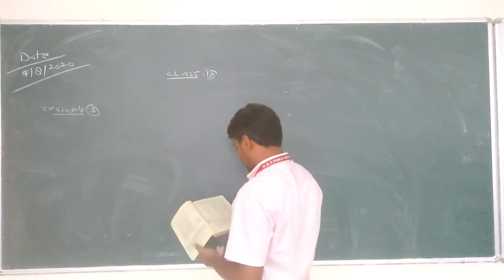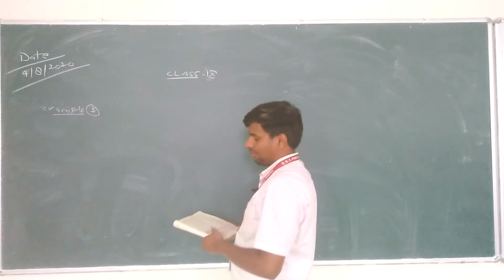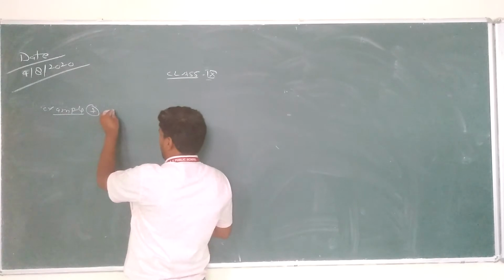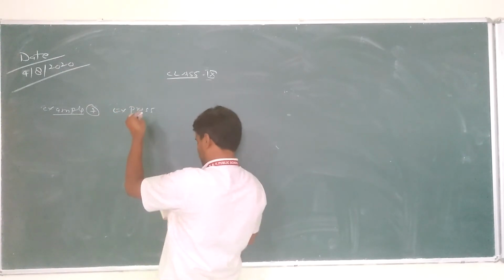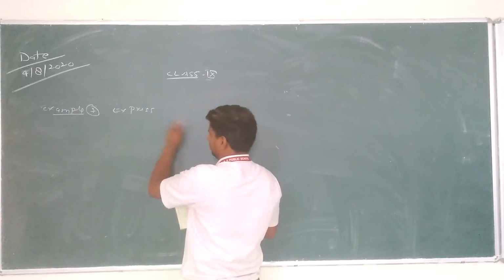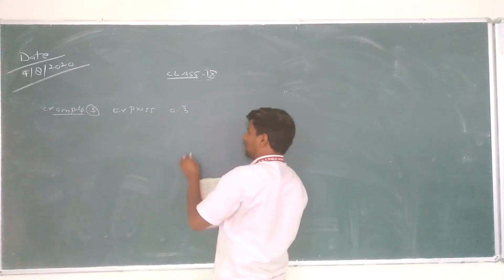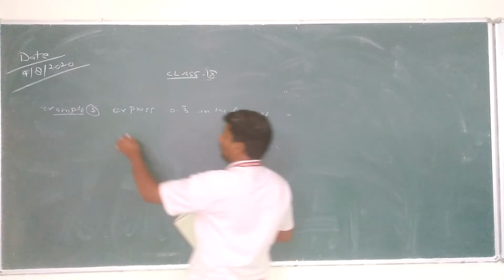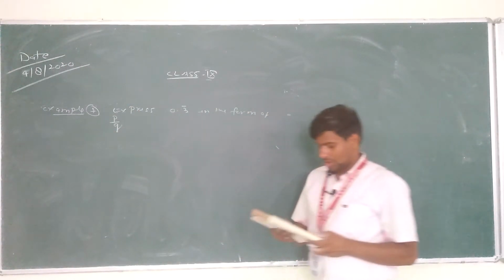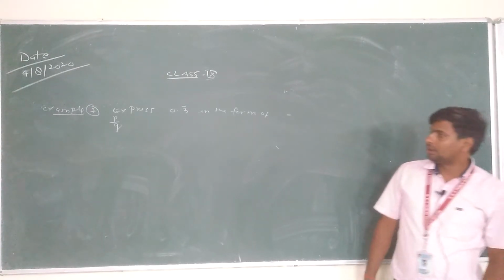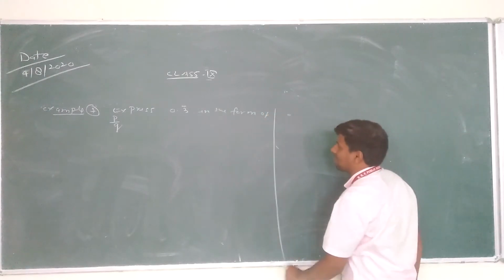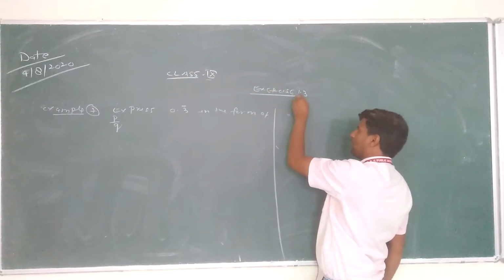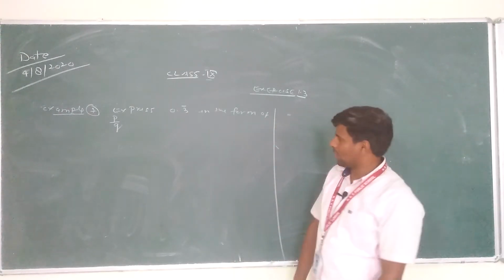The next topic is real numbers and their decimal expansion. So see, express 0.3 bar in the form of p by q. In which form do we have to express it? We have to express it in the form p by q. Understand this. For exercise 1, first we explain some examples, then we enter exercise 1.